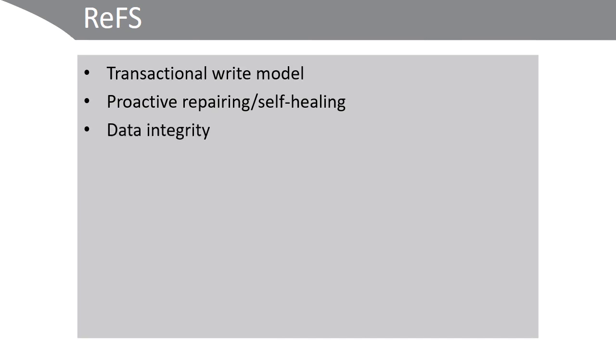It supports a transactional write model, which offers protection against power failures. It provides for proactive repairing and self-healing, which helps detect corruptions and effect automatic repairs. It provides for improved data integrity by reducing disk corruption through checksums employed on metadata. There's improved availability and scalability through the support for very large volumes and datasets. It also supports long file names and file paths with a total path size of up to 32,768 characters.